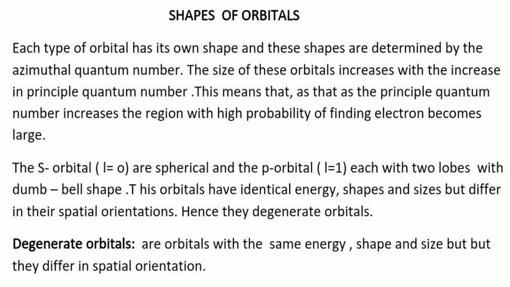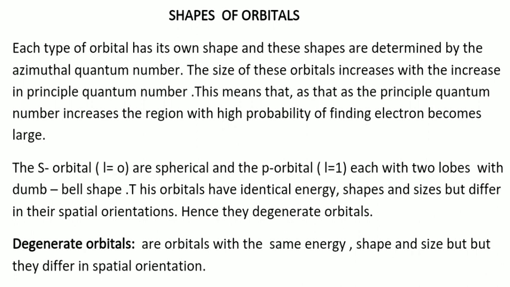This is a continuation about the shapes of orbitals. According to these notes, they have described it well compared to what I used in my past video. Each type of orbital has its own shape, and these shapes are determined by the azimuthal quantum number. The size of these orbitals increases with an increase in principal quantum number. So the shape of the orbital remains the same, but the size increases with increase in principal quantum number.